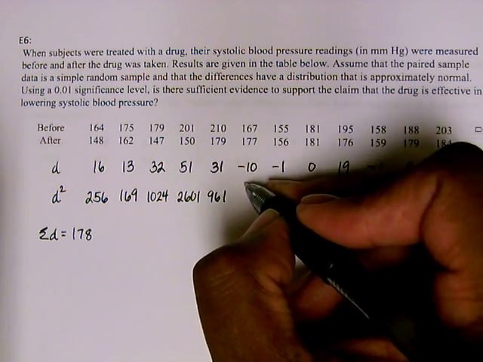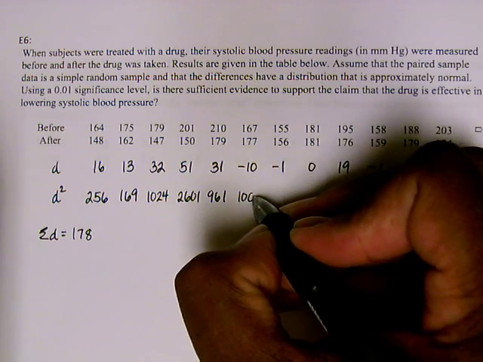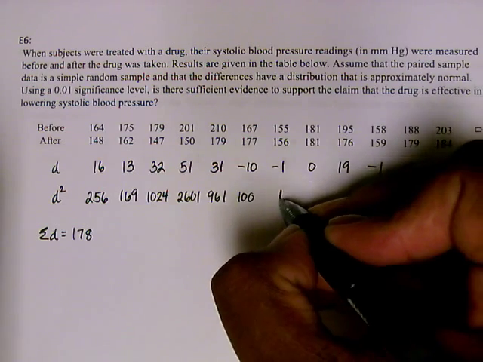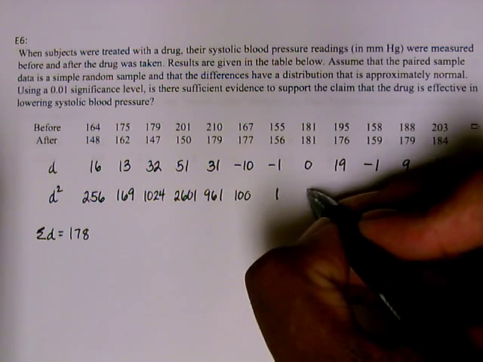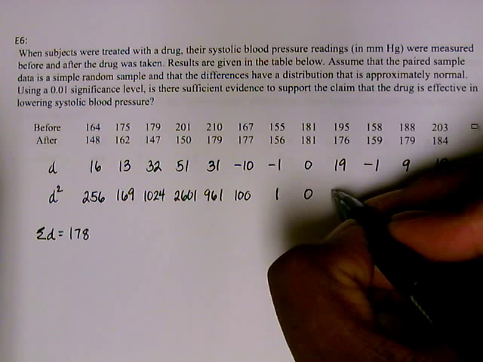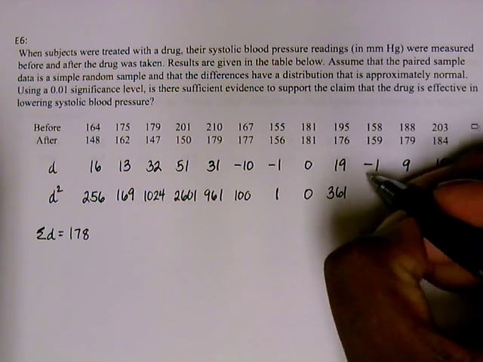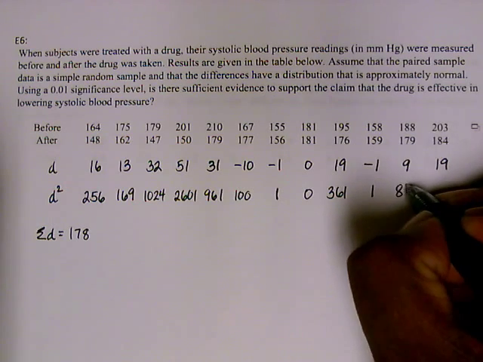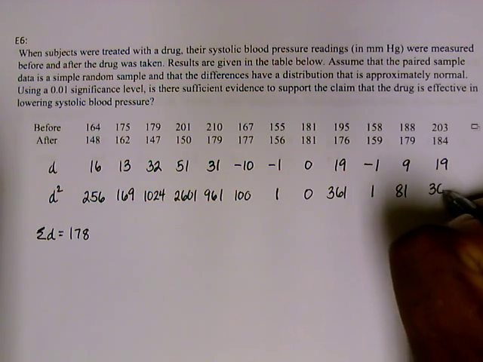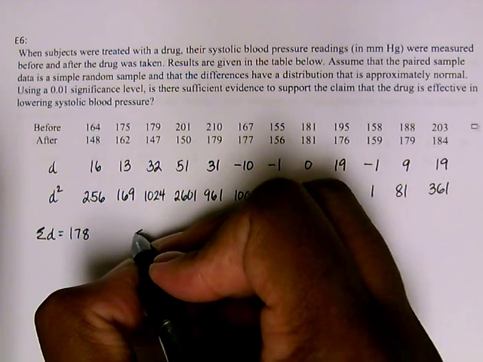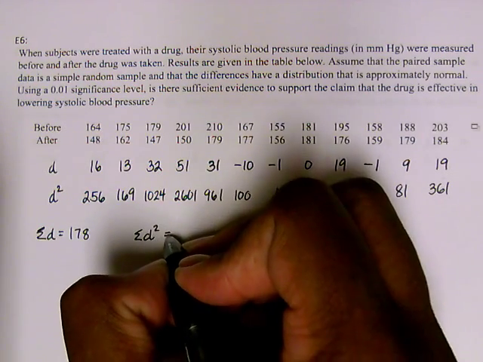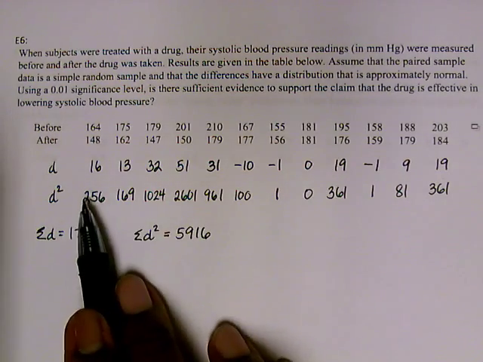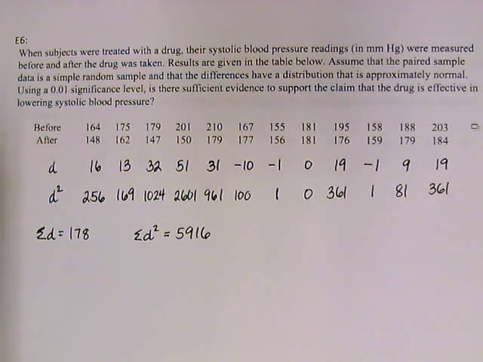Negative 10 squared is negative 10 times negative 10. That's 100. Negative 1 squared, negative 1 times negative 1, that's 1. 0 squared is 0. 19 squared is 361. Negative 1 squared again will be 1. 9 squared will be 81. 19 squared is 361. And the sum of your d squares will be 5,916. Just simply add these data values together.